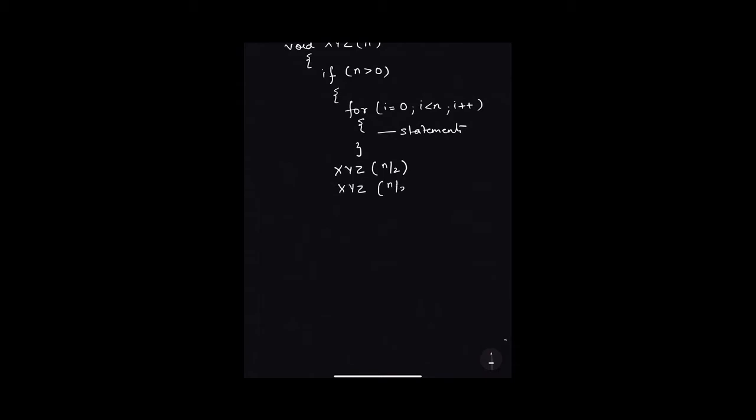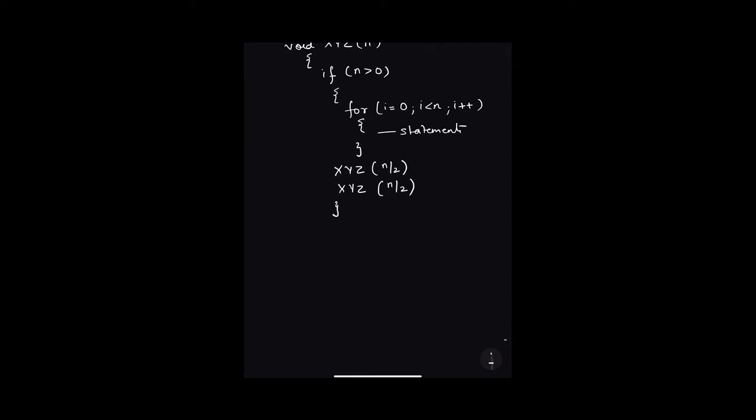Let's suppose I'm having this program, void xyz. In this I'm having an if statement, let it be n greater than 0. Inside it I'm having a for statement where I traverse from 0 up to n with an increment value of 1. Let there be some statements. And now I first call this function recursively for my left-hand side, and then I call this recursive function for my right-hand side.